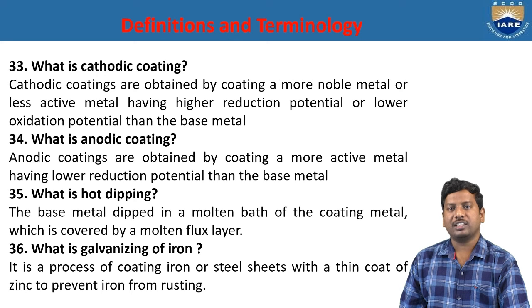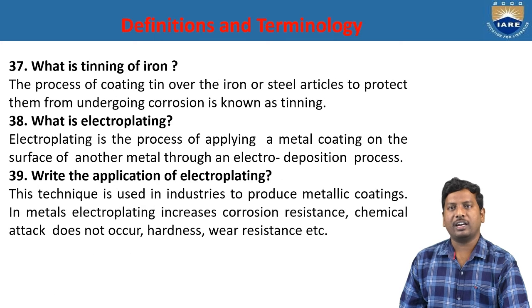And what is galvanizing of iron? It is a process of coating iron or steel sheets with zinc to prevent the iron from rusting. That means the base metal iron is coated with zinc. And what is tinning of iron? The process of coating tin over iron or steel articles to protect them from undergoing corrosion is known as the tinning process.